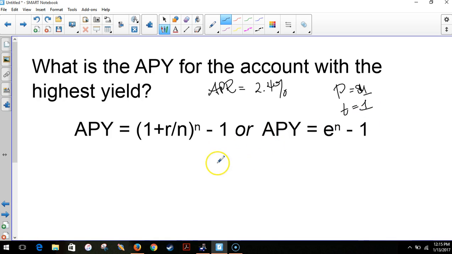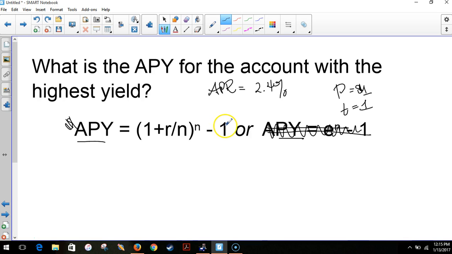You would find APY by subbing in the $1 for the P and the 1 for the T in both of the equations. Now, which one you use depends on what account you're talking about. But if you're talking about an APY, you're talking about money. And so this e formula will be highly unlikely. I don't think you're going to find a bank to compound your money continuously. And so we're going to use 1 plus r over n to the n, and then we're going to subtract out this 1, and that will make a little bit more sense in a minute.